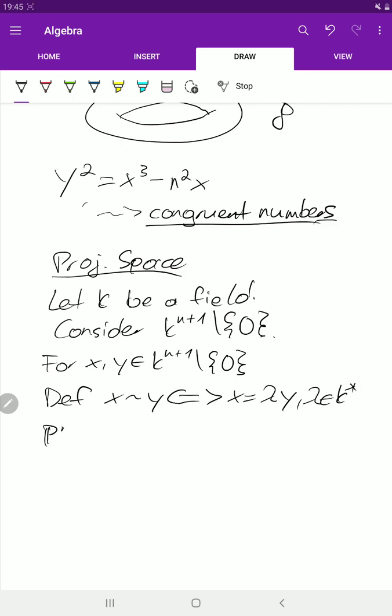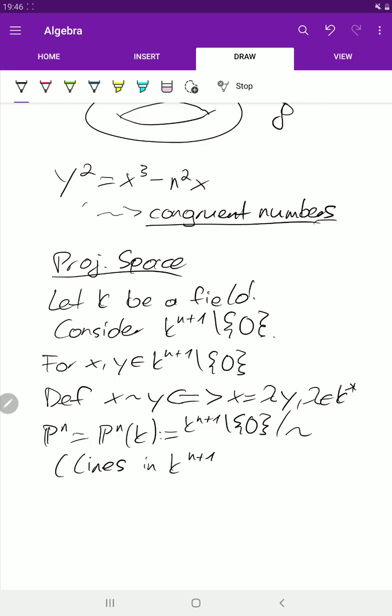Okay, and now we can define projective space in n dimensions, which is, well, there are different notations, but that's just this: K^(n+1) without 0 modulo the equivalence relation. And you can think of it as lines in K^(n+1). So all points on a line are identified.